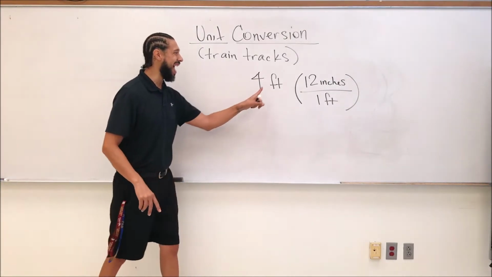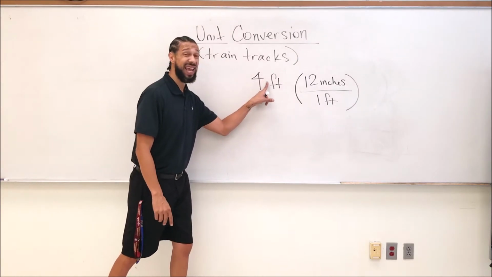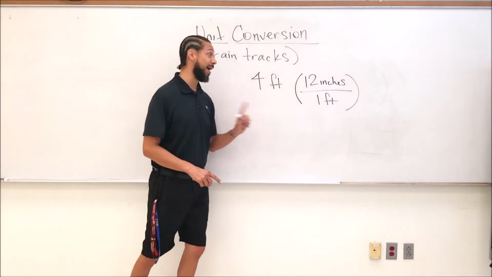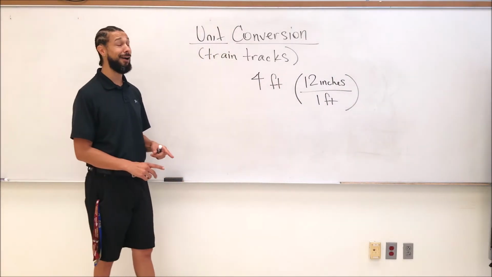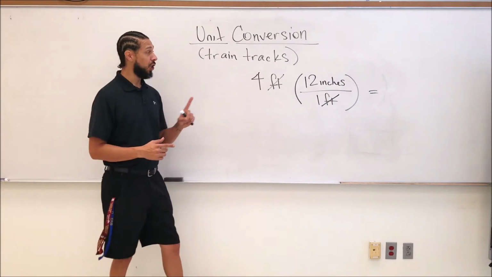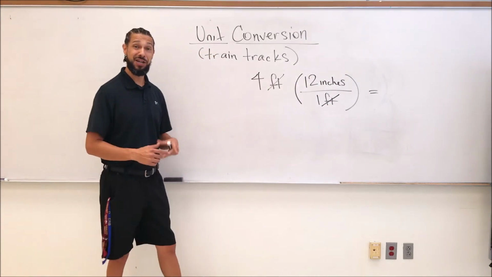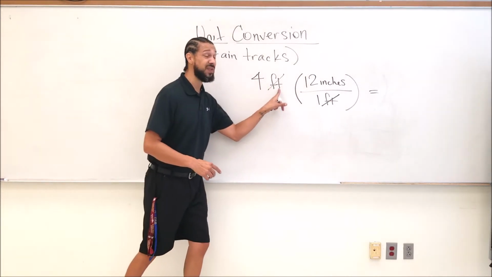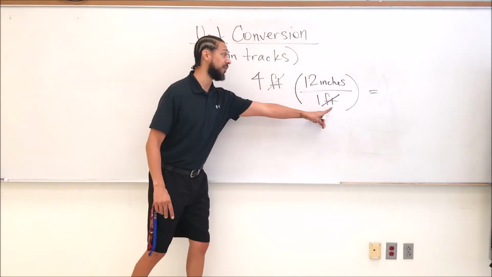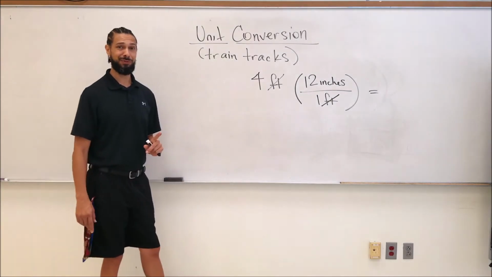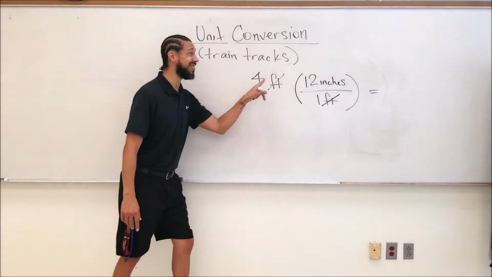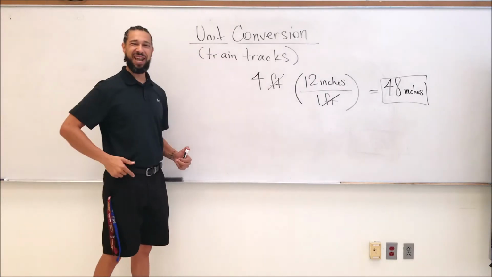Notice now, I have feet on top and I have feet on the bottom. Guess what's going to happen to those? They're going to cancel each other out. And now that my feet are canceled out, look what unit I have left. Inches. So I have changed my feet into inches. It only happened because I had feet on the bottom. All the numbers on top, we're going to multiply. 4 times 12 is 48 inches.